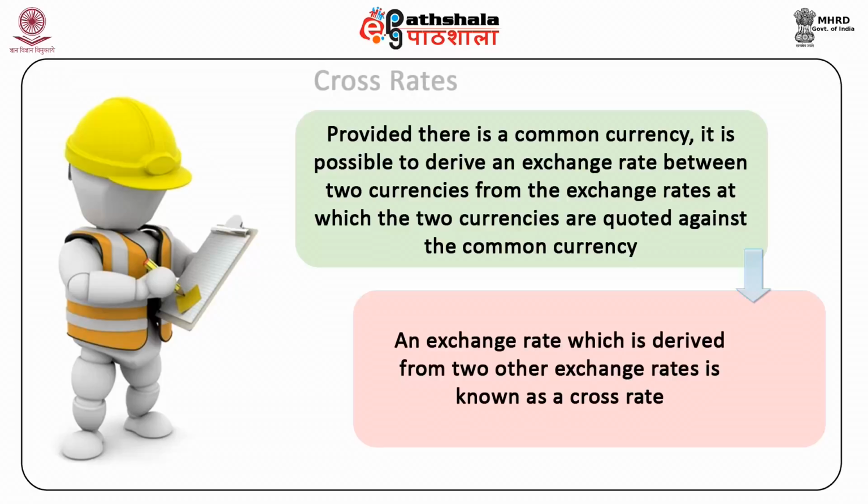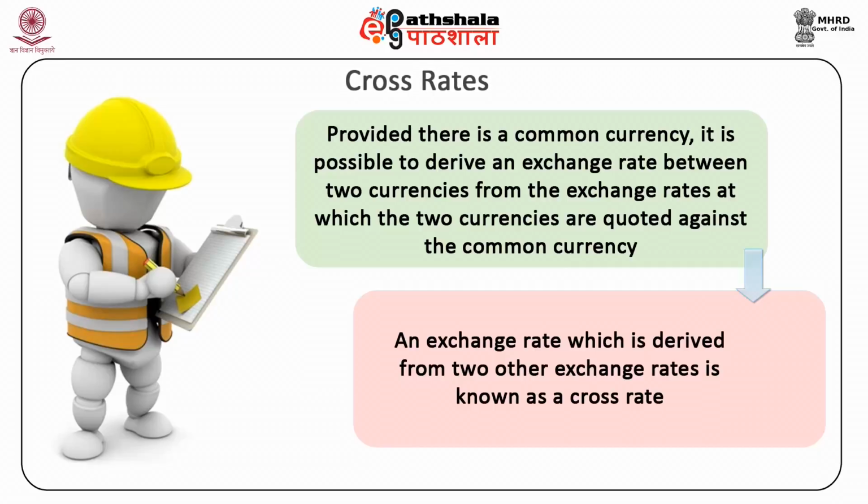Example 3. US dollar 1 is equal to 100 yen. US dollar 1 is equal to Hong Kong dollar 7.8000. What is the exchange rate for Hong Kong dollars in yen terms? Algebraically, US dollar 1 is equal to 100 yen, which is equal to Hong Kong dollar 7.8000. So, Hong Kong dollar 1 is equal to 100 divided by 7.8000, which is equal to 12.82 yen.